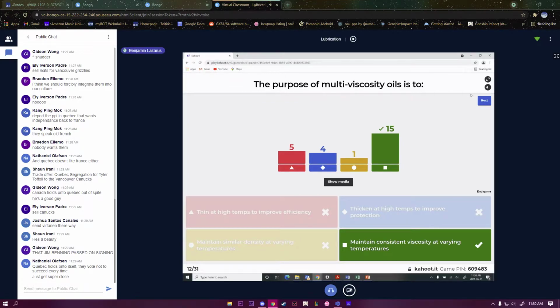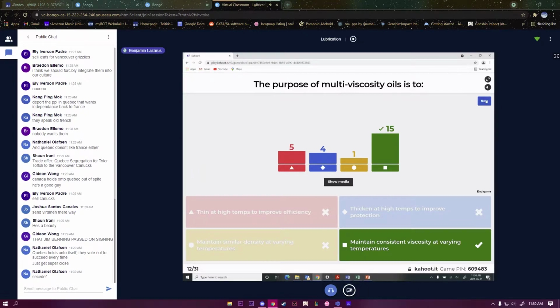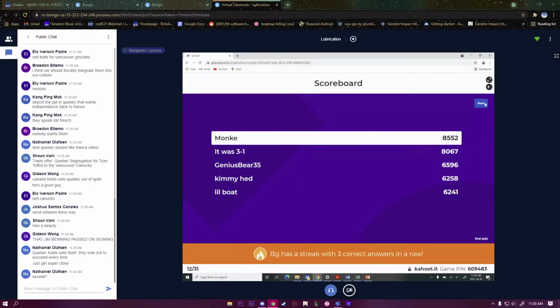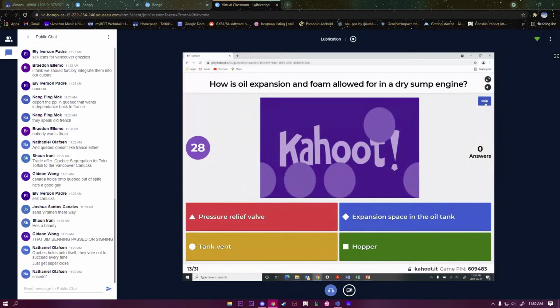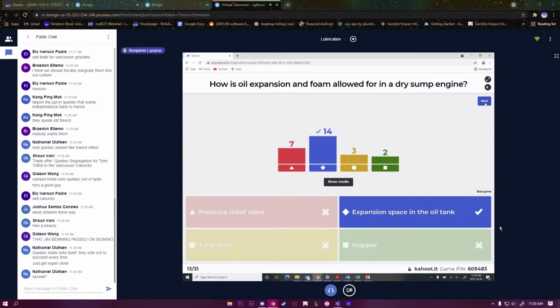Right, consistent viscosity. They don't nail it, but they do a much better job than standard oils. Well, expansion tank, expansion space in the oil tank.